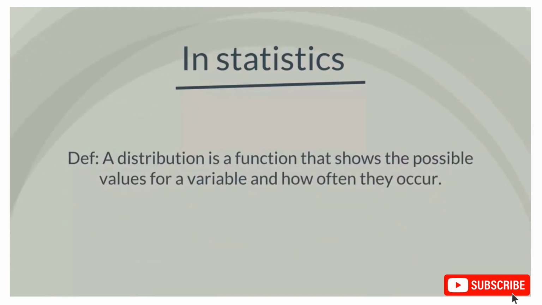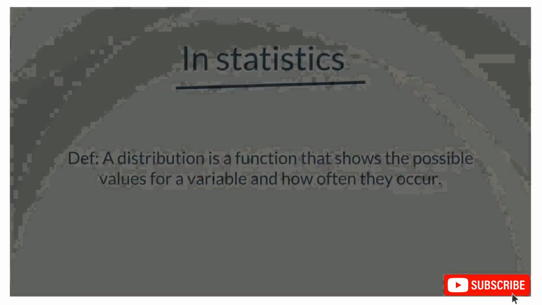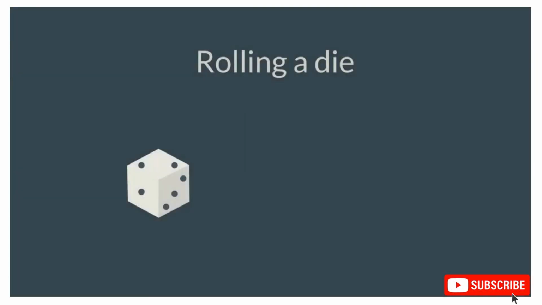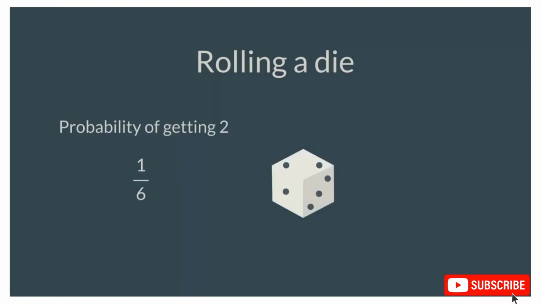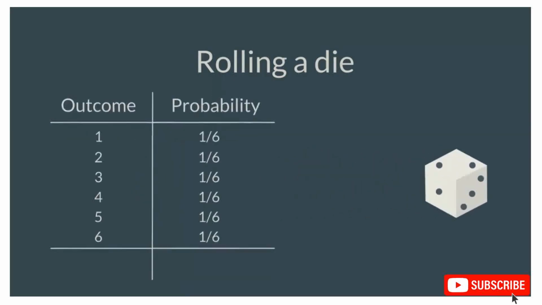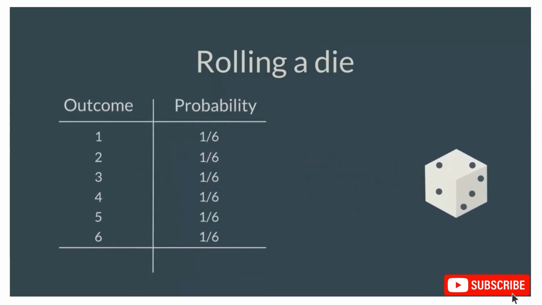A distribution is a function that shows the possible values for a variable and how often they occur. Think about a die. It has 6 sides, numbered from 1 to 6. We roll the die. What is the probability of getting 1? It is 1 out of 6, so 1/6, right? What is the probability of getting 2? Once again, 1/6. The same holds for 3, 4, 5, and 6.